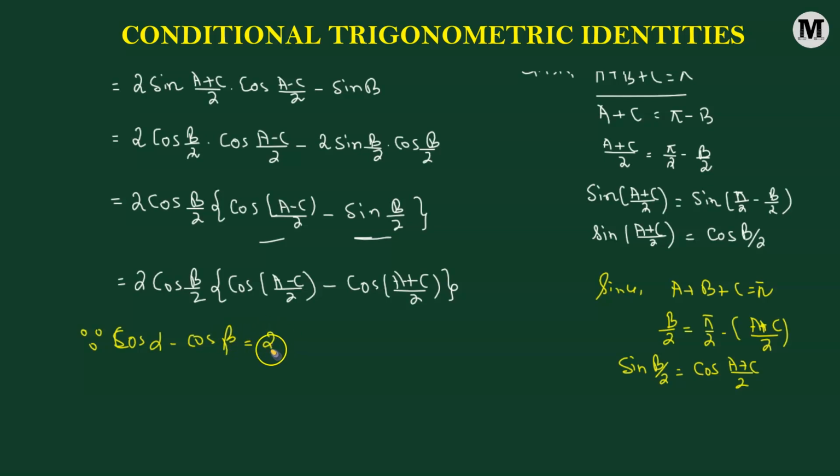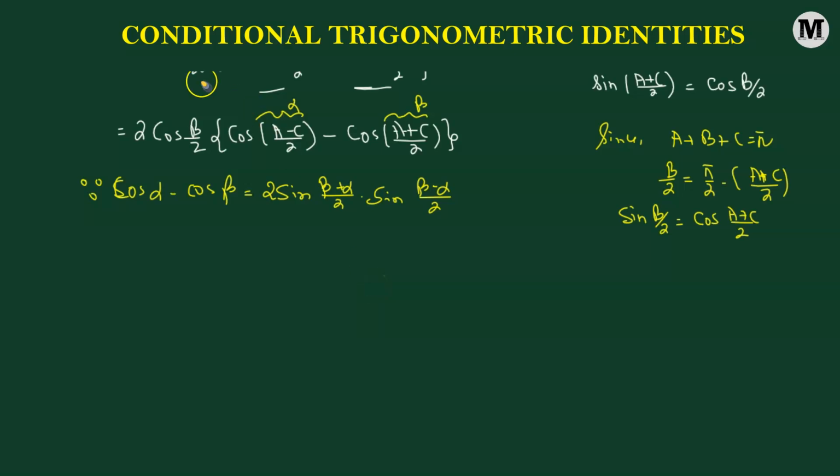is given by 2 times the product of sine of (beta plus alpha) over 2 multiplied to sine of (beta minus alpha) over 2. So here let us suppose (a minus c) over 2 to be equivalent to alpha and (a plus c) over 2 to be equivalent to beta. Fine.